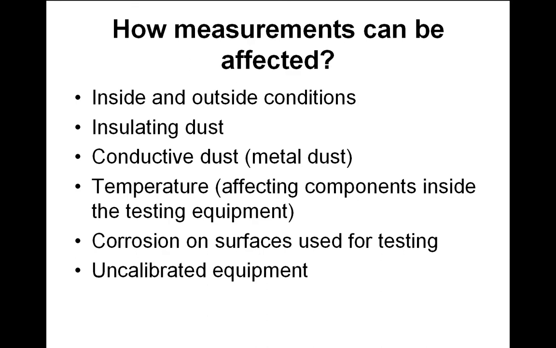Corrosion on surfaces used for testing, so that's a biggie. And then we've got another problem, and that is uncalibrated equipment. Depending on what you're testing, whether you just test for the presence of a voltage, or you really need to know that, for example, when you've got insulation testers, it's of the essence that if you do a 500 volt insulation test, that is not 410 volts, but it needs to be 500 volts. So an easy calibration is you use a meter you know is precise.